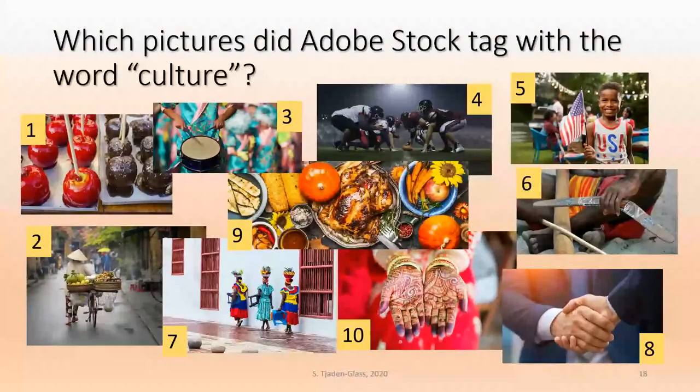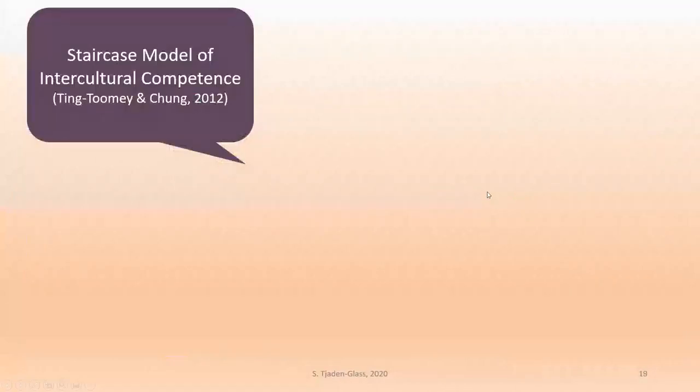The other ones, the one which is a candied apple, something that Americans like to eat around fall, the time of autumn. 9 is a Thanksgiving dinner. 5 is the 4th of July celebration in the United States, which, again, is cultural, but it wasn't tagged with culture in Adobe Stock images. 4 is American football, obviously cultural, and so is that handshake in 8. So sometimes we can be blind to our own culture.